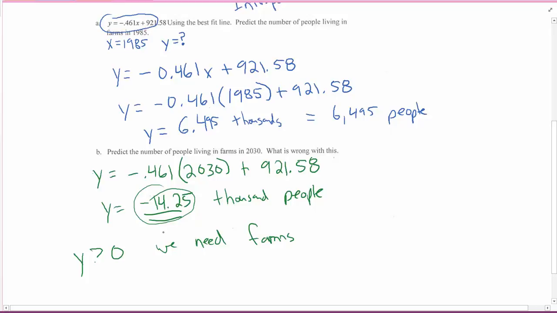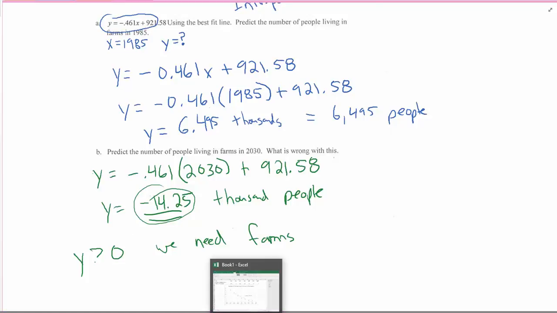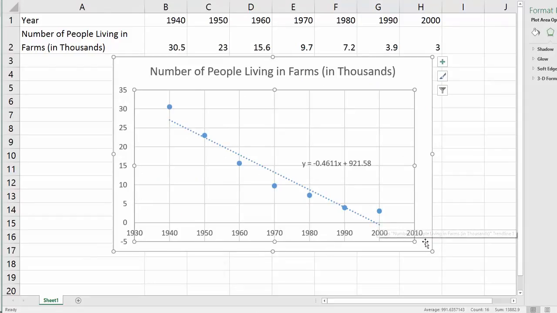So this is where extrapolation becomes dangerous. If we go back to our graph, we were estimating for 2030, which would be down here. It just doesn't make sense. If we're going outside of our range of data, so we have data between 1940 here and 2000 here, then trying to use our line of best fit to estimate after the data or before the data is dangerous, because we don't know the pattern, we don't know what happens, we don't know if the graph changes. So that's the piece of information that I want you to know about extrapolation.